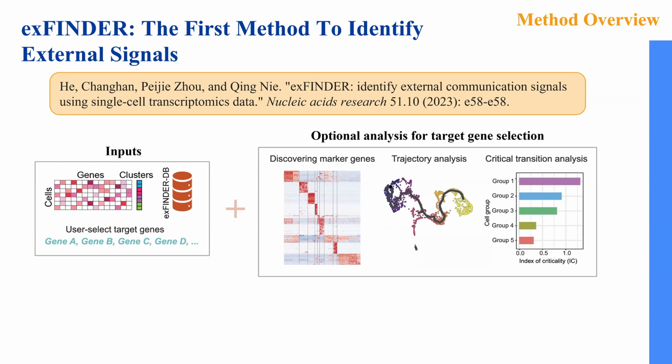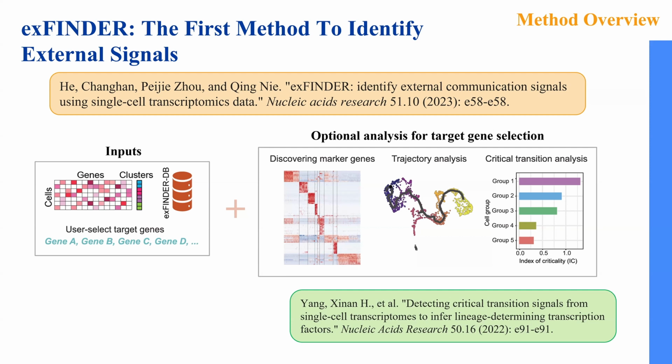Another option is a paper that can infer critical transition signals based on different cell groups. I think the method is called BioTIP. You can use this method to identify critical transition signals and then use those as target genes.